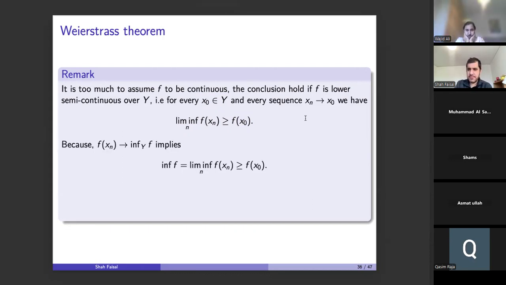Now this is enough to get the conclusion of the Weierstrass theorem, because along the infimizing sequence, I must have this thing because of the lower semi-continuity. But the value of the function at x naught should be greater or equal to the infimum by definition, and therefore it should be equal.